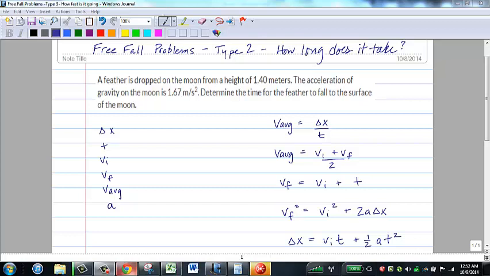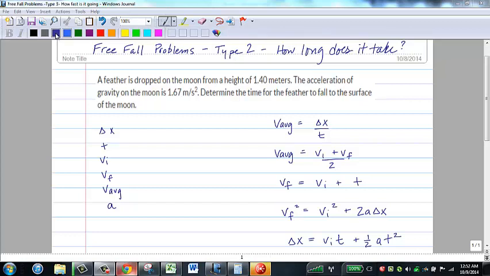So in this problem, it says a feather is dropped on the moon from a height of 1.4 meters. The acceleration of gravity on the moon is 1.67 meters per second squared. Determine the time for the feather to fall to the surface of the moon. So this is the second type. We've already gone through that. You know how far it falls. You're trying to figure out how long it takes. So this is very similar to the problem that we did earlier with the penny being dropped from the sky deck of a skyscraper.